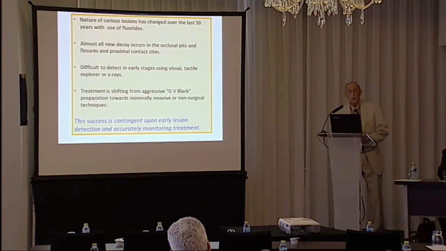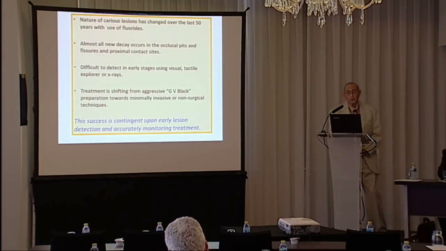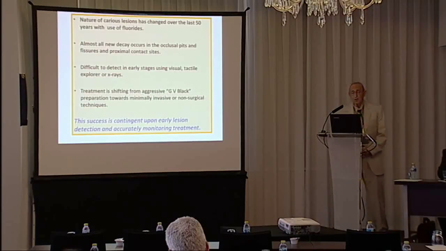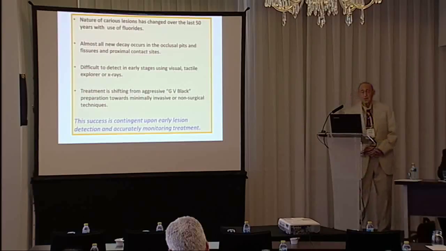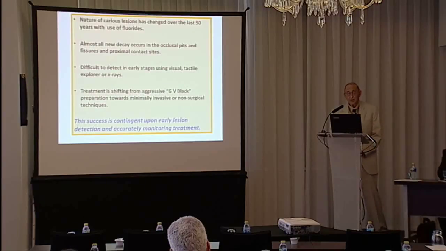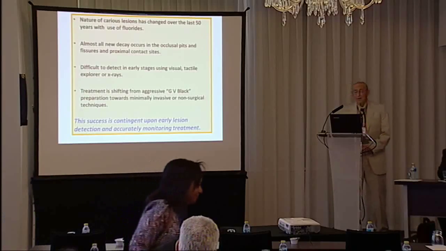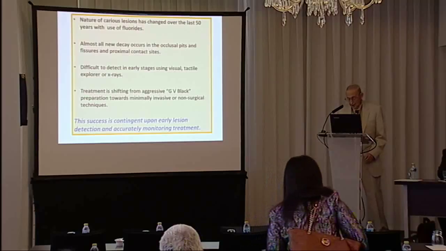The nature of carious lesions has changed over the last 50 years with the use of fluorides. Almost all new decay occurs in the occlusal pits and fissures and proximal contact sites. It's difficult to detect in early stages using visual, tactile, Explorer, and X-rays. Treatment is shifting from aggressive, which is GV Black's old method, towards minimally invasive or non-surgical techniques.